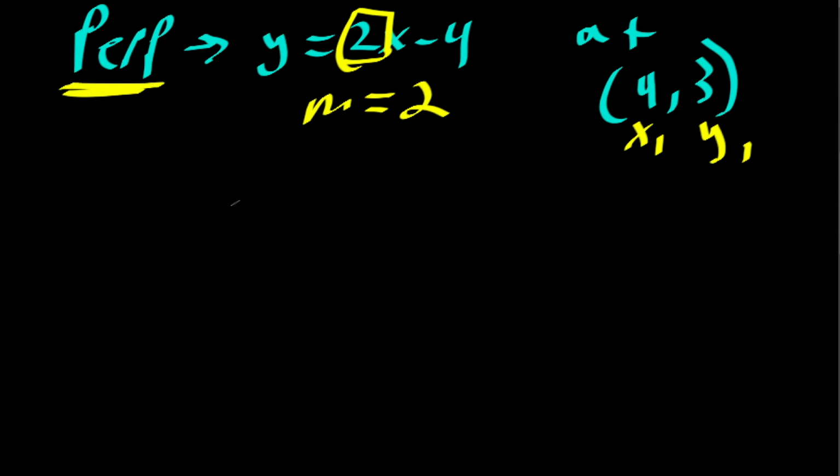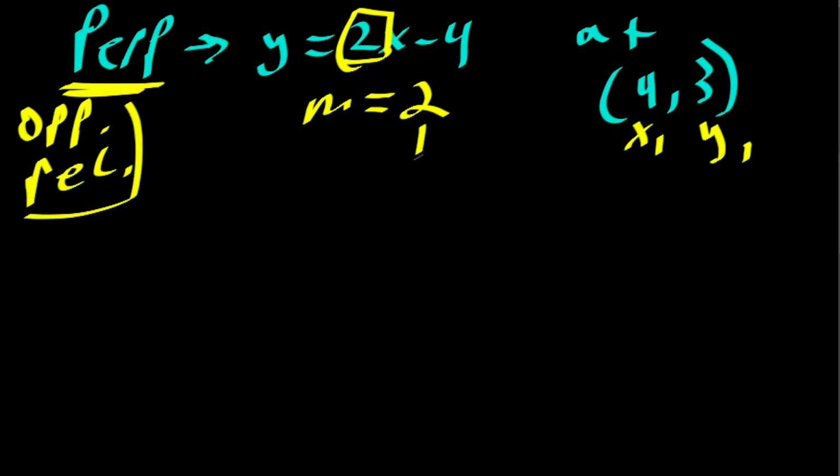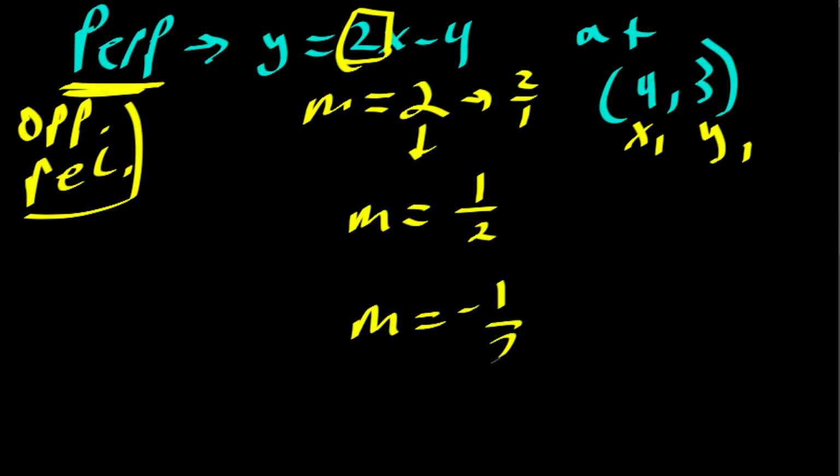However, we're doing perpendicular now, which means we need the opposite reciprocal. So we need to take 2, and we need to do two things. First, we need to flip it. So this would be like saying 2 over 1, and we're going to flip it to 1 over 2. The second thing we need to do is make it negative. So the slope is actually negative 1/2, and then our point is (4, 3).